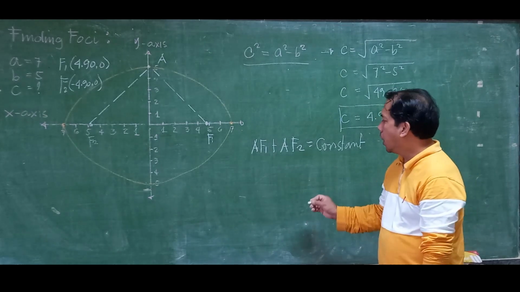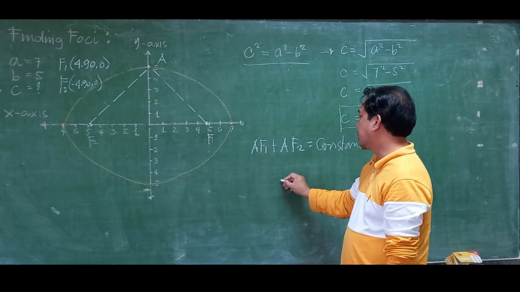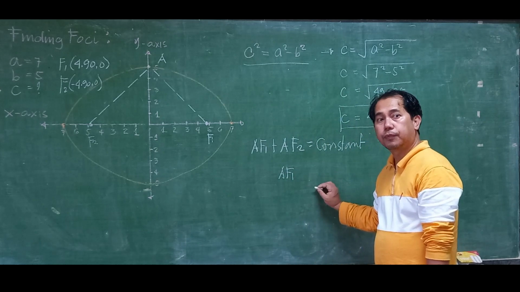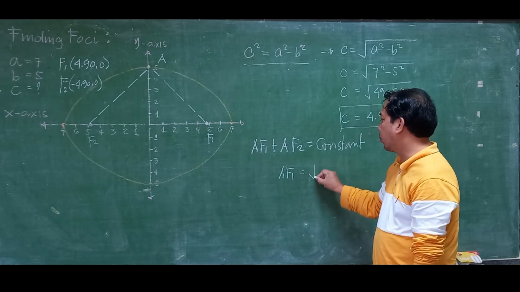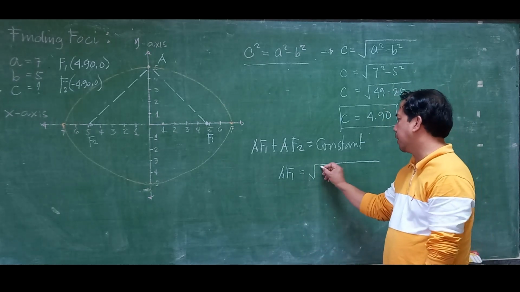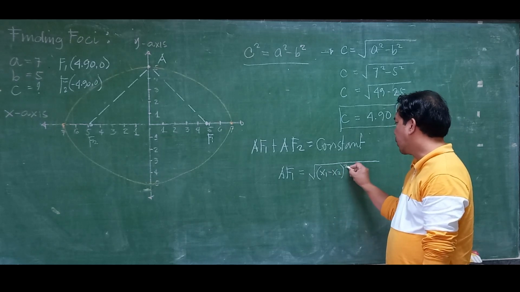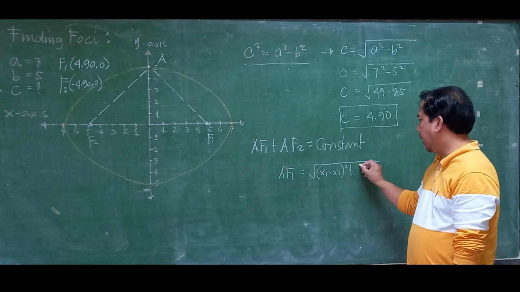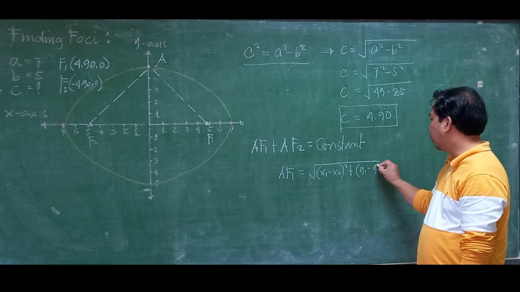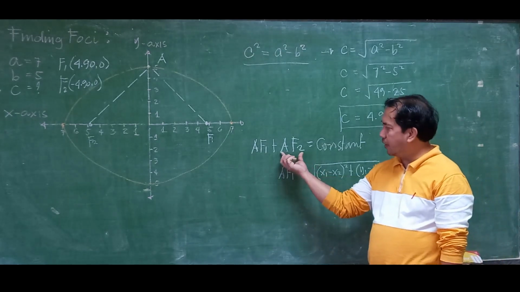So, you are going to compute the distance of point A going to focus 1. That is equal to the square root of what? We have already presented to you the distance formula. That is the square root of the quantity x sub 1 minus x sub 2 raised to the second power plus the quantity y sub 1 minus y sub 2 raised to the second power.